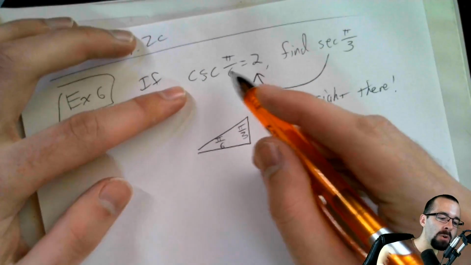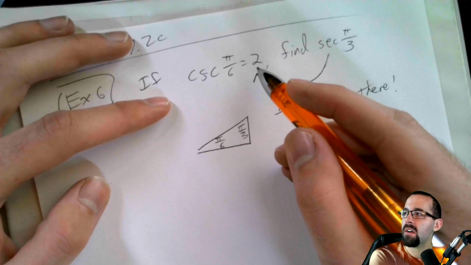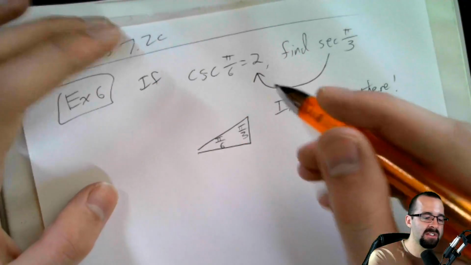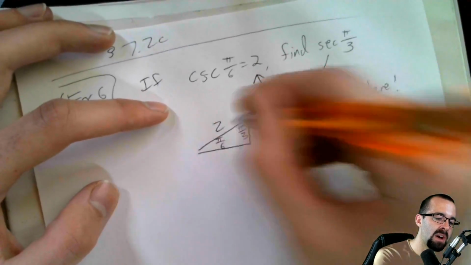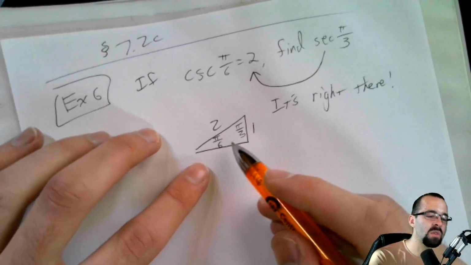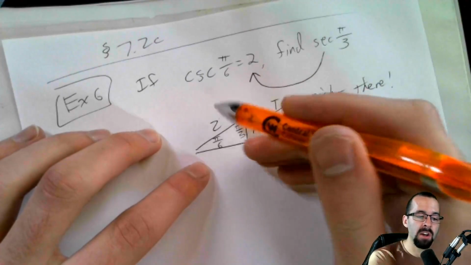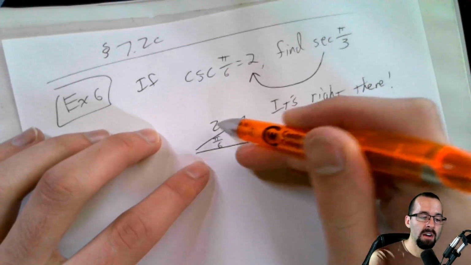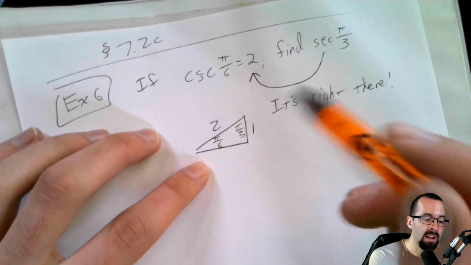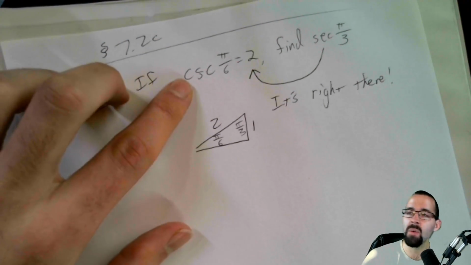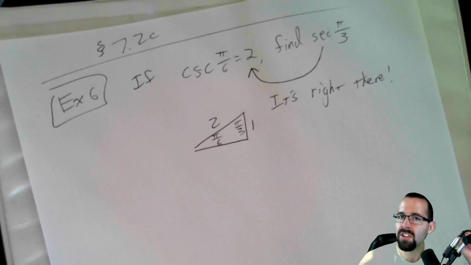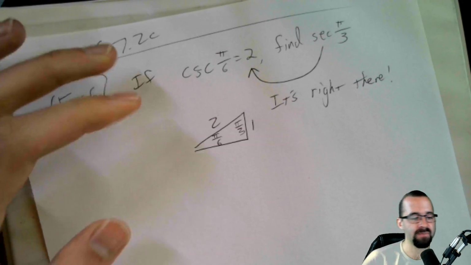What we have, right, cosecant is 2. Remember, cosecant is just the inverse of sine. Sine is opposite over hypotenuse. So cosecant is hypotenuse over opposite. This is one such triangle that would have the cosecant of 2. There are infinitely many triangles. Triangles can be any size. And we don't know what size this triangle is, only that the ratio of those sides is 2.